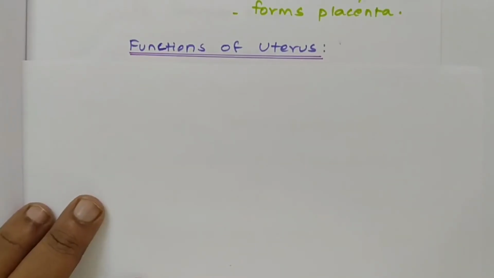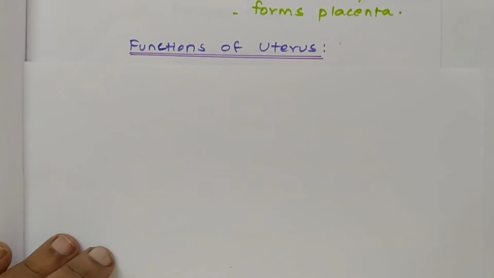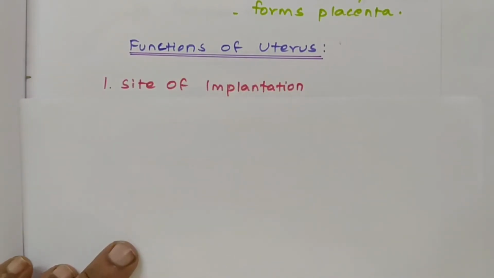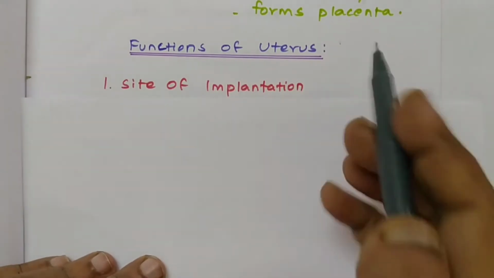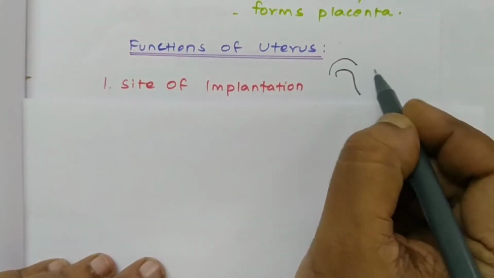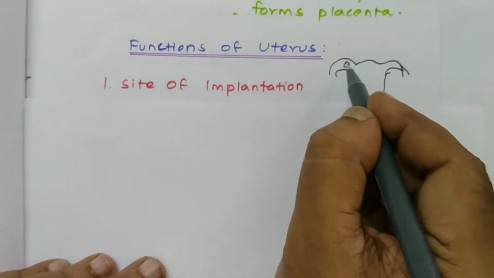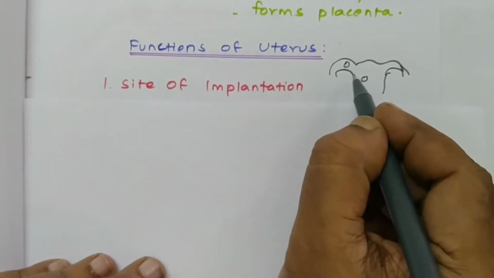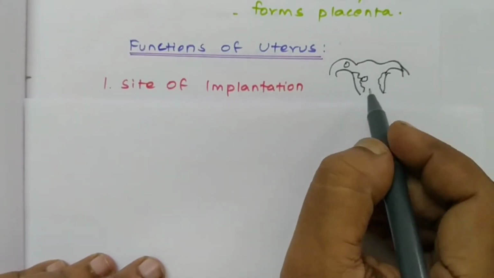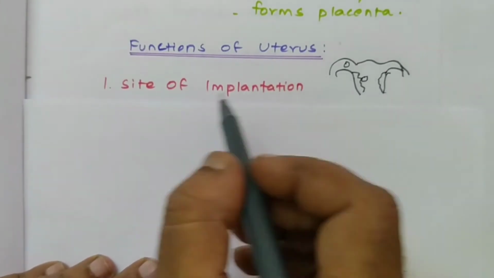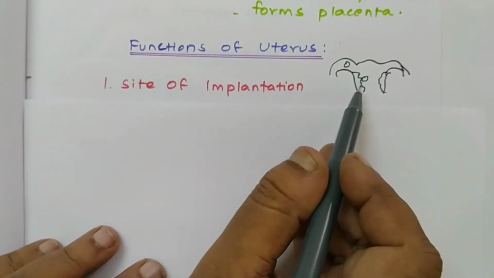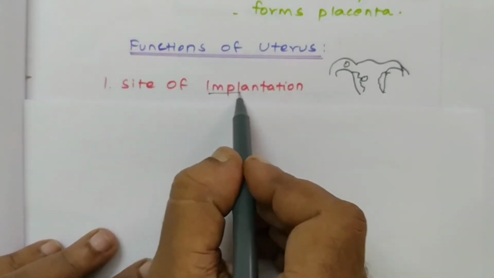The uterus performs a lot of functions. The main few functions related to the NEET point of view that we are going to discuss are, first, the site of implantation. So this is a fallopian tube, this is a uterus. From the fallopian tubes, the embryo gets attached to the wall of the uterus, I mean the endometrium. That is called implantation. So a main function of the uterus is being the site of implantation.